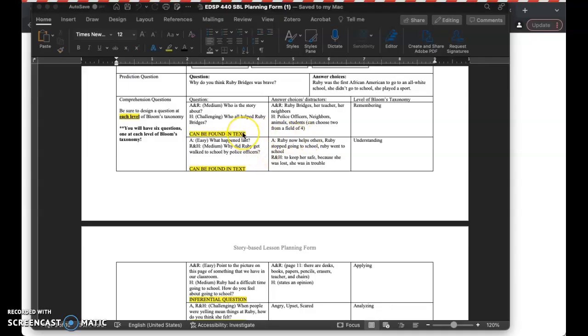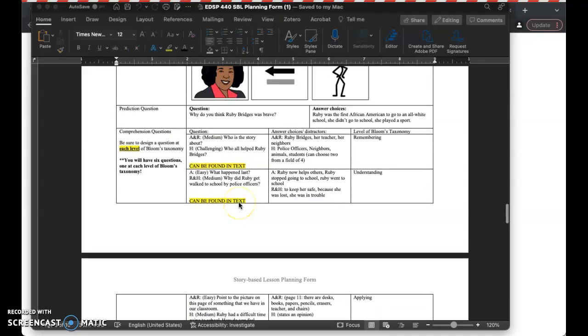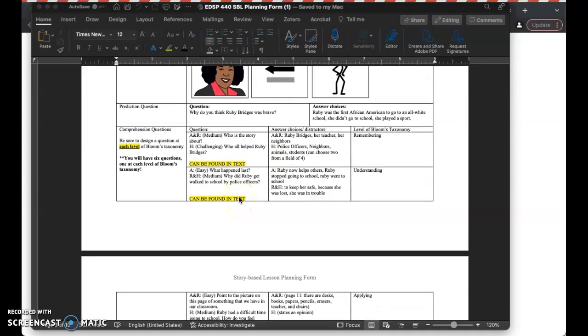Notice here, and we talked about this yesterday, this highlighted region is stating that the answer to this question can be found in the text. So this is where we're going to be rereading the page, and then rereading the sentence, and then giving them the answer. Okay, so that's when you're going to be using that technique.